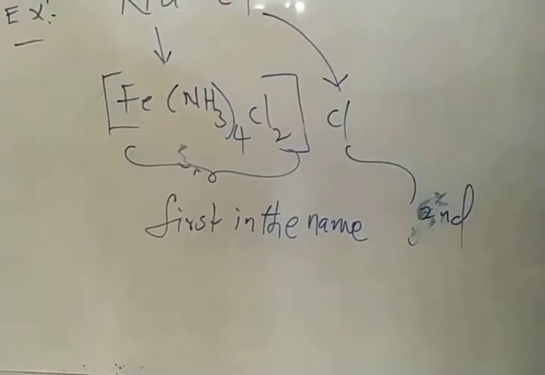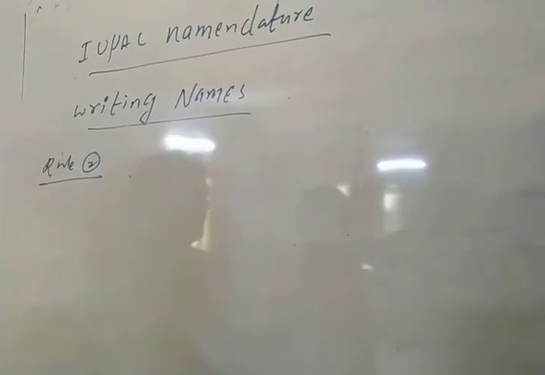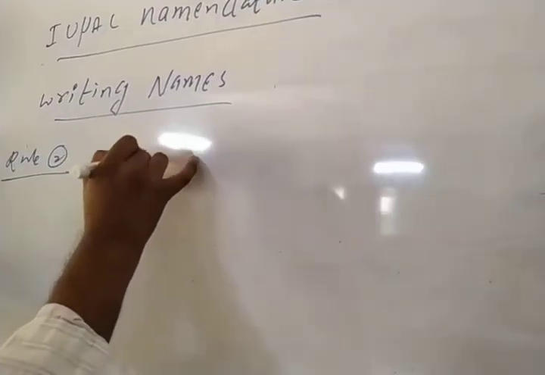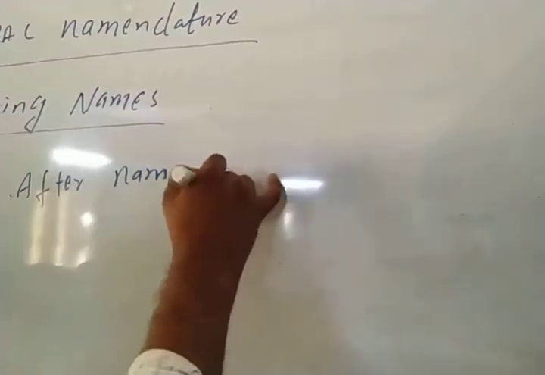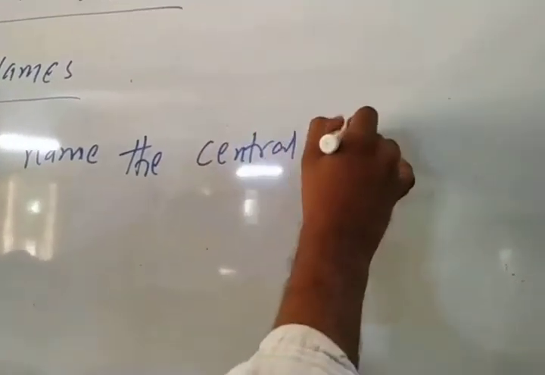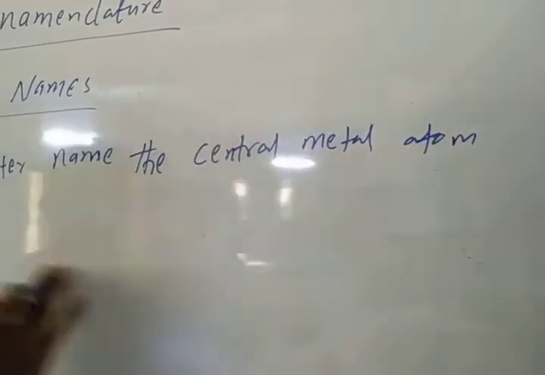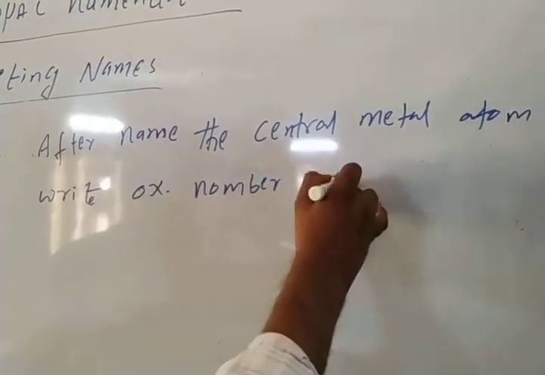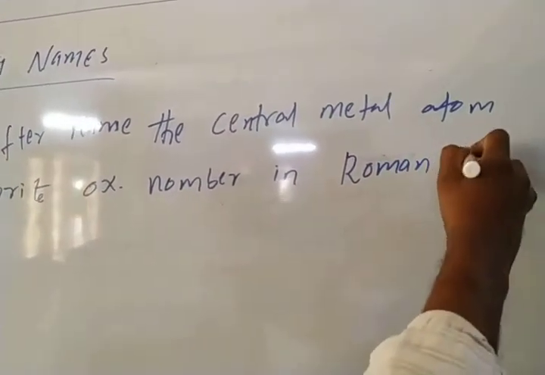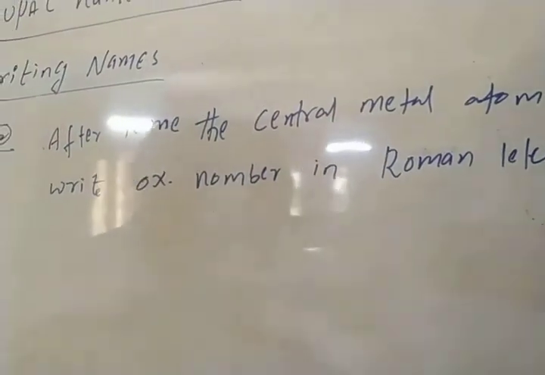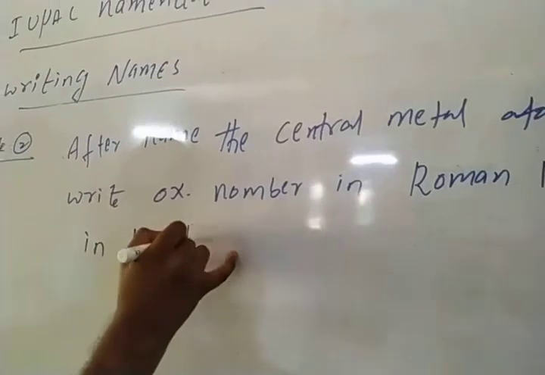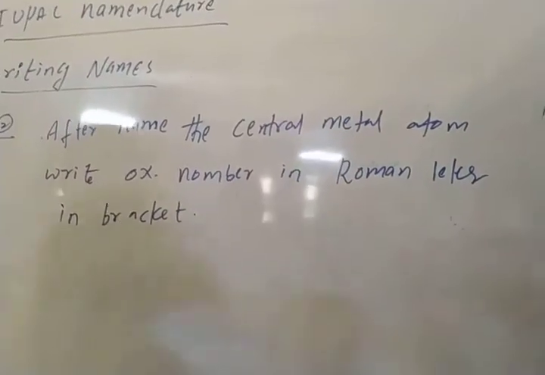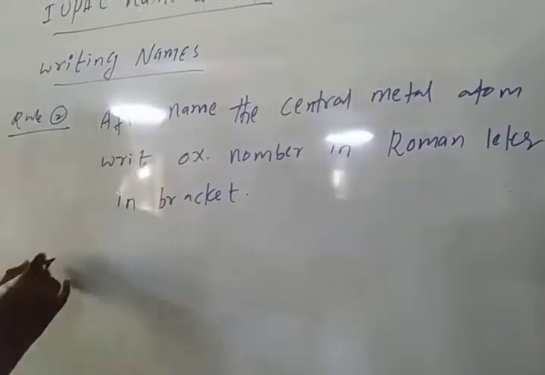Now, next rule. After writing the name of the central metal atom, write the oxidation number in Roman numerals in brackets. After writing the central metal atom, write the oxidation number in Roman numerals in the bracket.